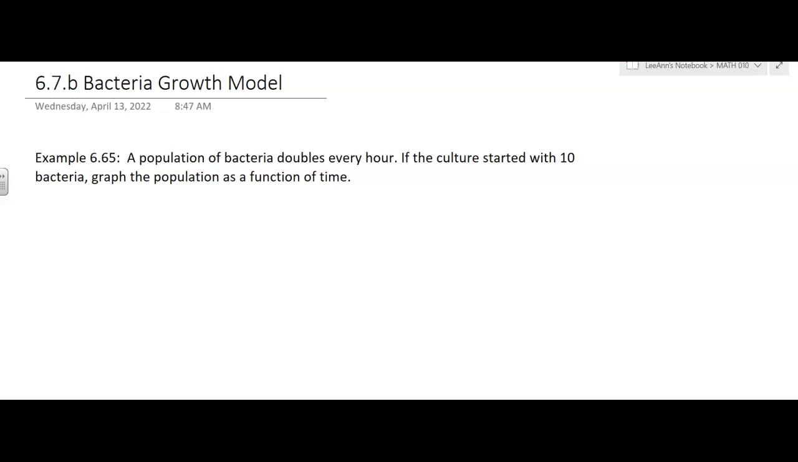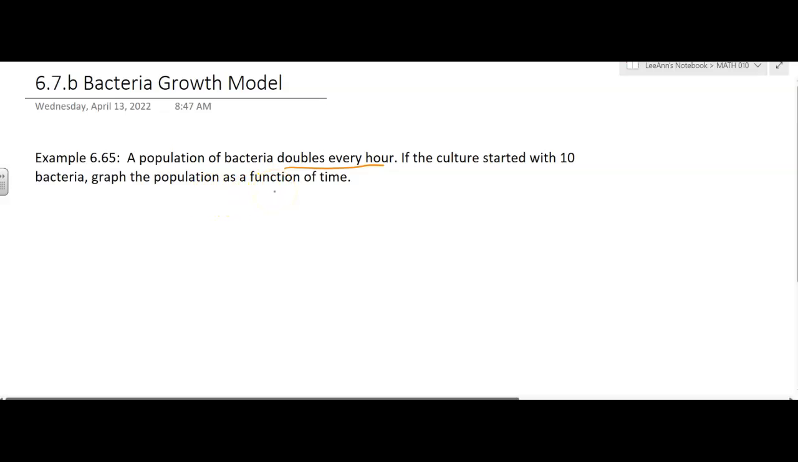Okay, so here we have a problem about bacteria, and it says a population of bacteria doubles every hour. Well, right there, that's going to tell us this is an exponential model because it's doubling every hour. So you could think about that, spend some time coming up with some ordered pairs, which we'll do at the end. But if the culture started with 10 bacteria, graph the population as a function of time.